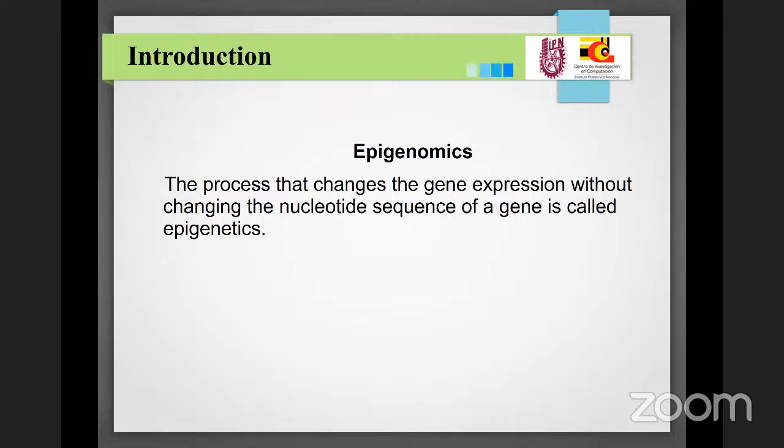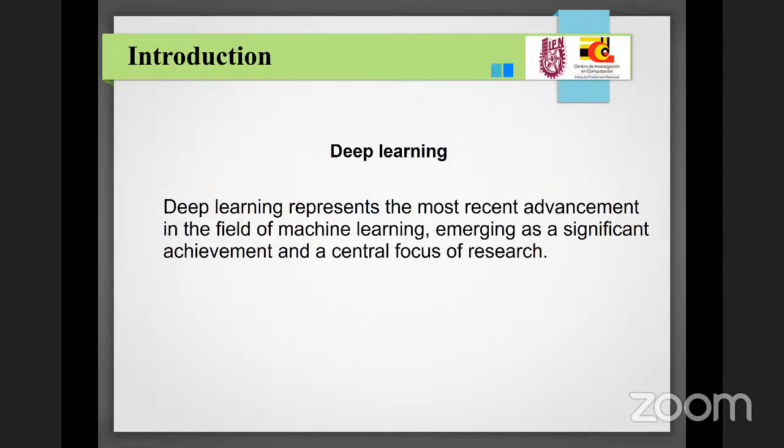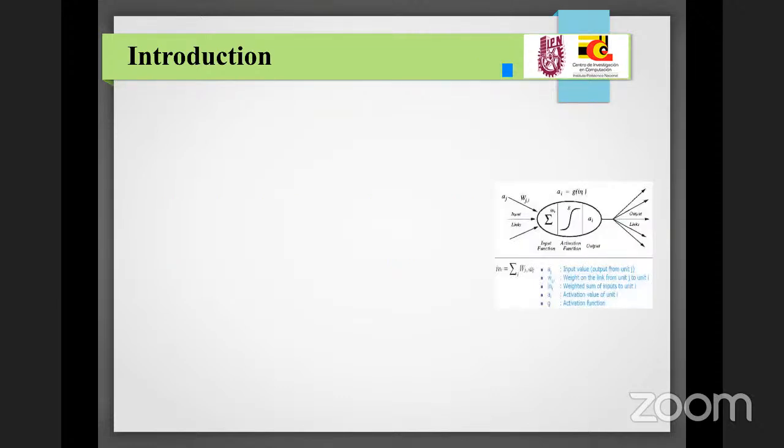What is epigenomic? The process that changes gene expression without changing the nucleotide sequence of a gene is called epigenomic. But deep learning represents the most recent advancement in the field of machine learning, emerging as a significant achievement and the central focus of research. Here we refer to deep learning methods: neural network and convolution network.